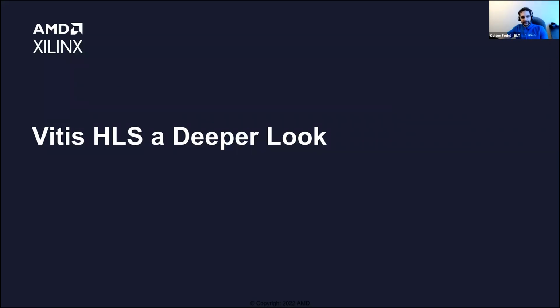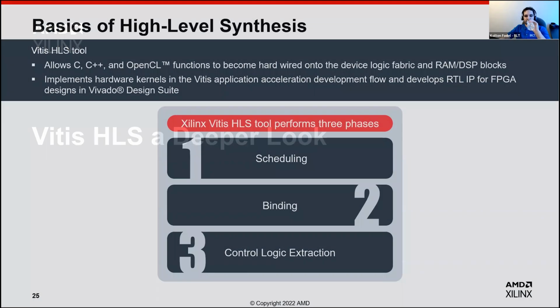So now let's look at HLS kind of under the hood. What's happening under the hood? In order to turn your C code into RTL, there's sort of three phases that the HLS tool will perform. That's scheduling tasks, binding them to hardware, and then creating any state machines that are needed to loop through that logic.